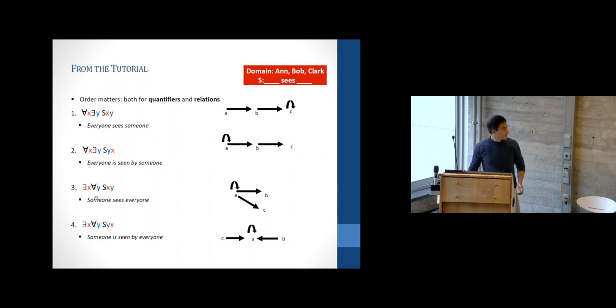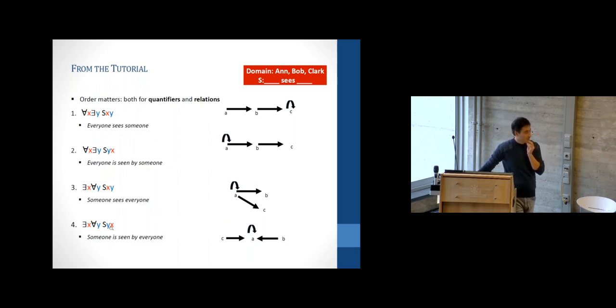Now we can flip the orders of the quantifiers and we get sentence 3. Someone sees everyone. There is an X such that for all Y, X sees Y. Who is this X in this picture? Who is the X that sees everyone? A, correct, right? So A here is that someone who sees everyone.